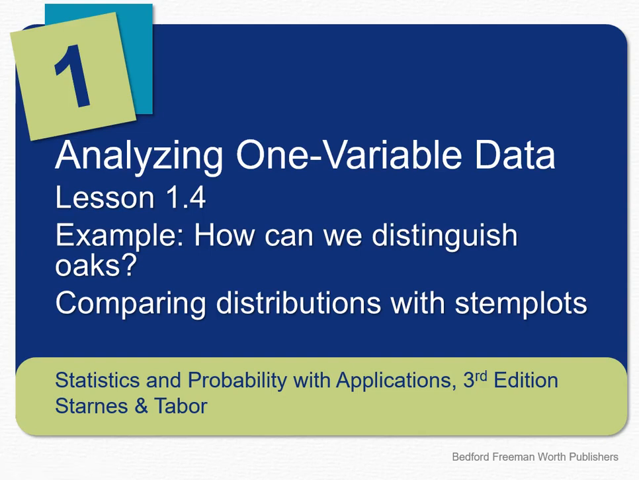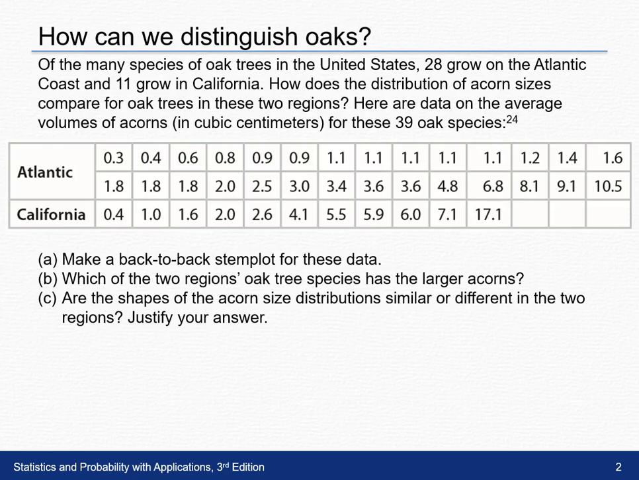In lesson 1-4, we're going to look at the example, how can we distinguish oaks? And in this example, we're going to compare distributions with stem plots. How can we distinguish oaks?